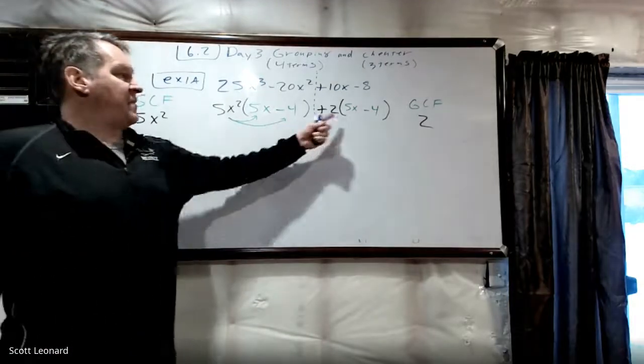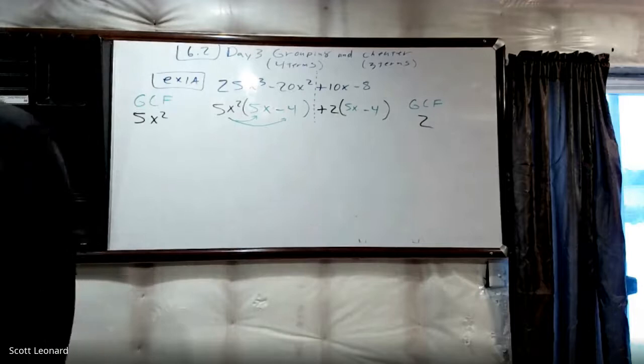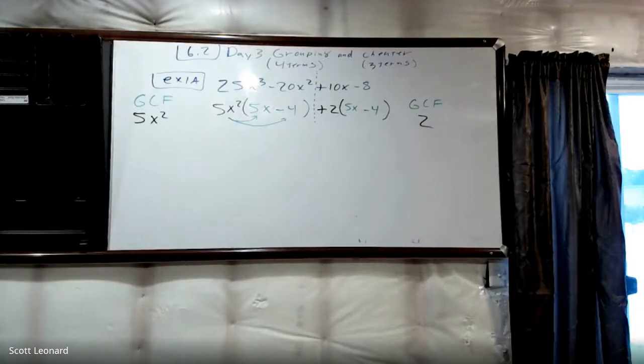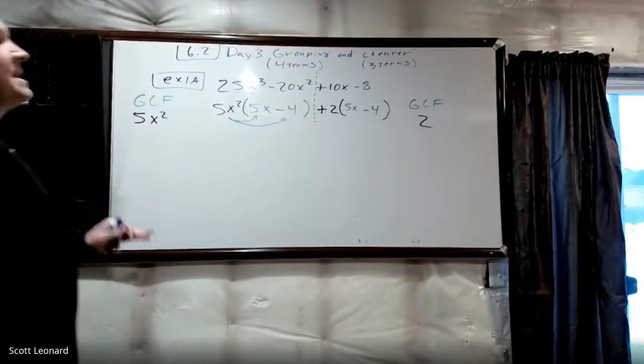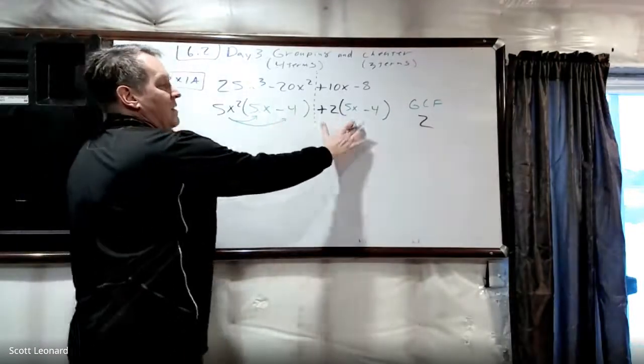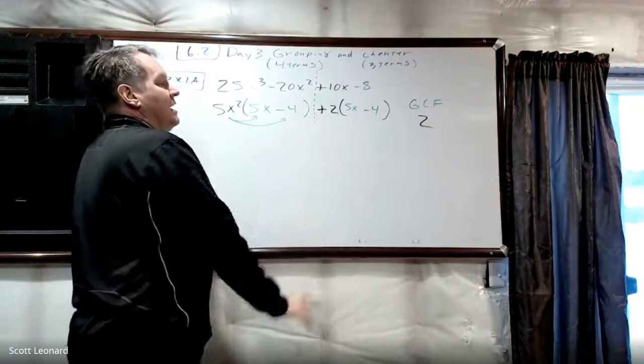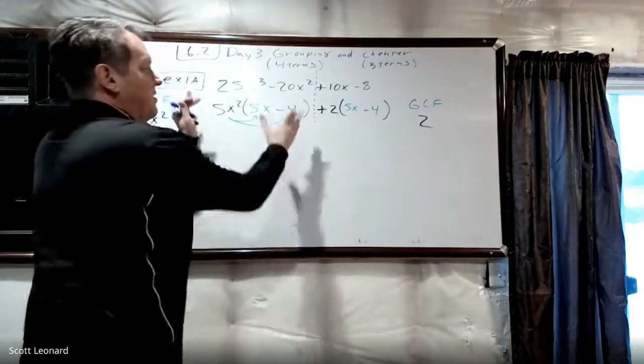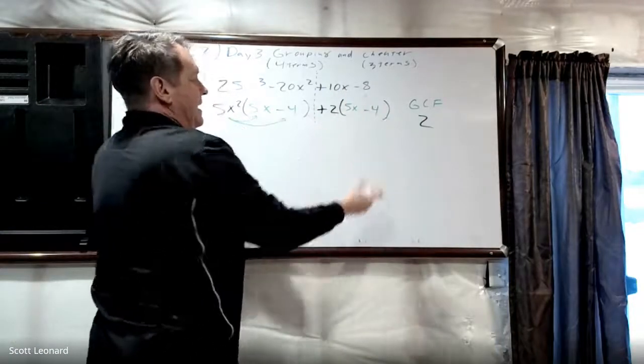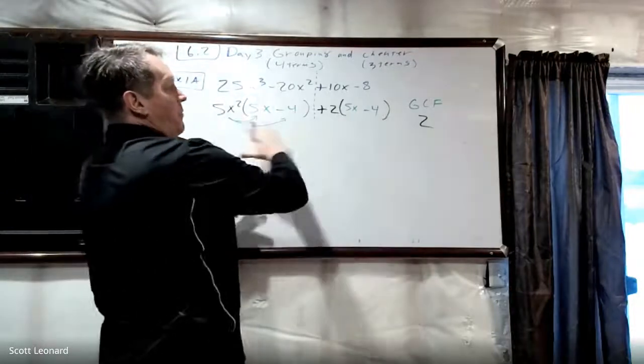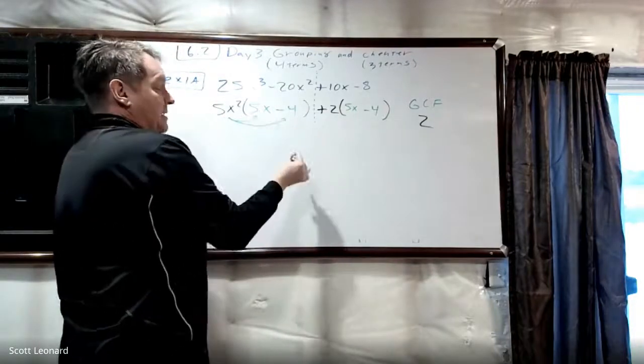Now, as you look at this, what do you notice about the front half and the back half? They're the same. If it works out that they're the same, we can factor this. We can continue. So what we do is we say, okay, here's the front, here's the back, and now the GCF for the whole problem is the 5x minus 4.